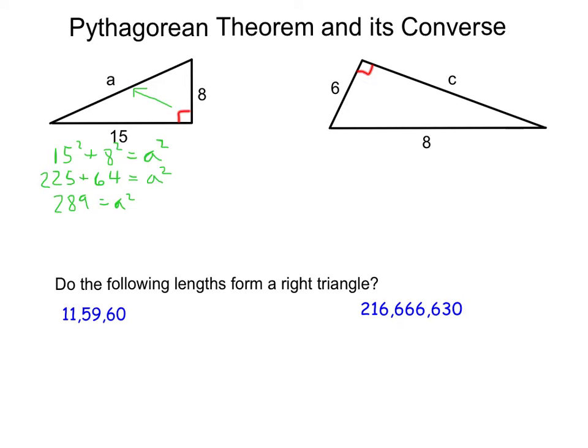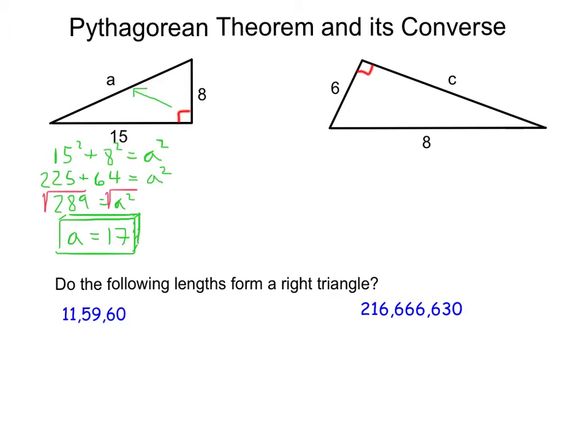So A squared is 289, and I want to know what A is, so I have to take the square root of both sides. It turns out it's a whole number in this case. The square root of 289 is 17. And I'm done for that one.